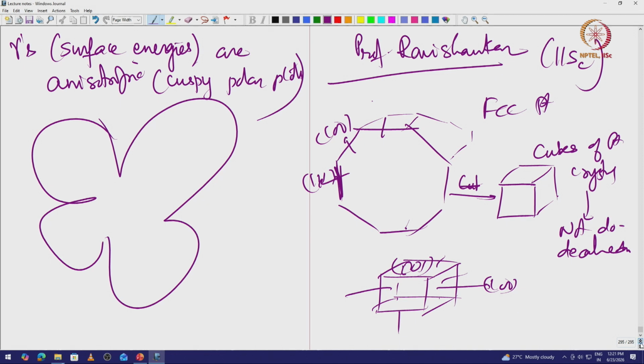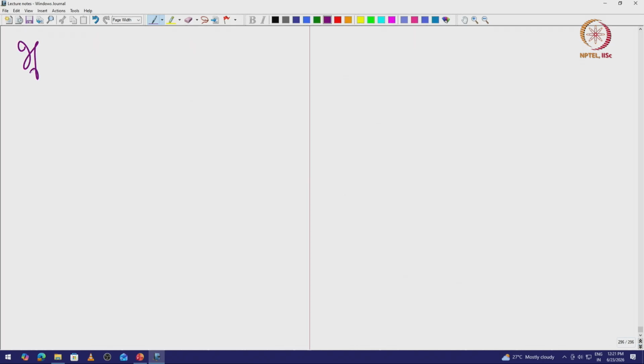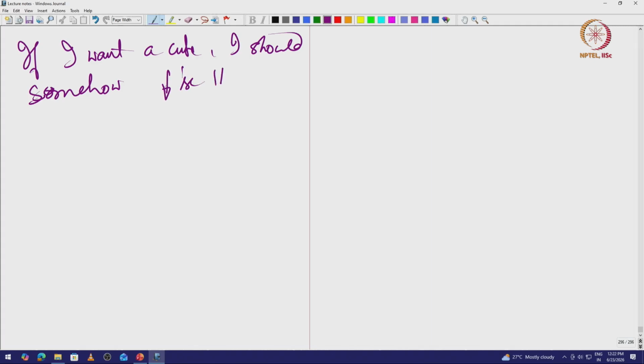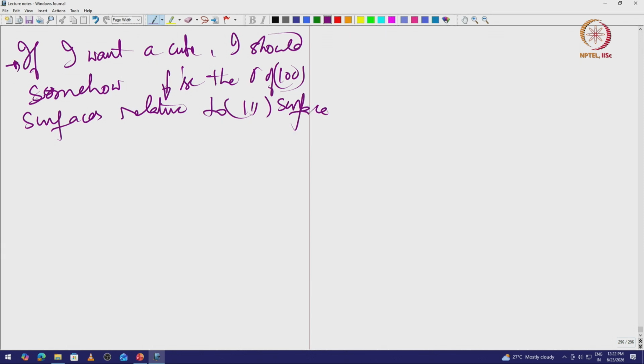I should actually then, if I want a cube, somehow decrease the gamma of 100 surfaces relative to 111 surfaces, right. So this is just a design constraint. This is the surface design constraint, right. And how do I do that?